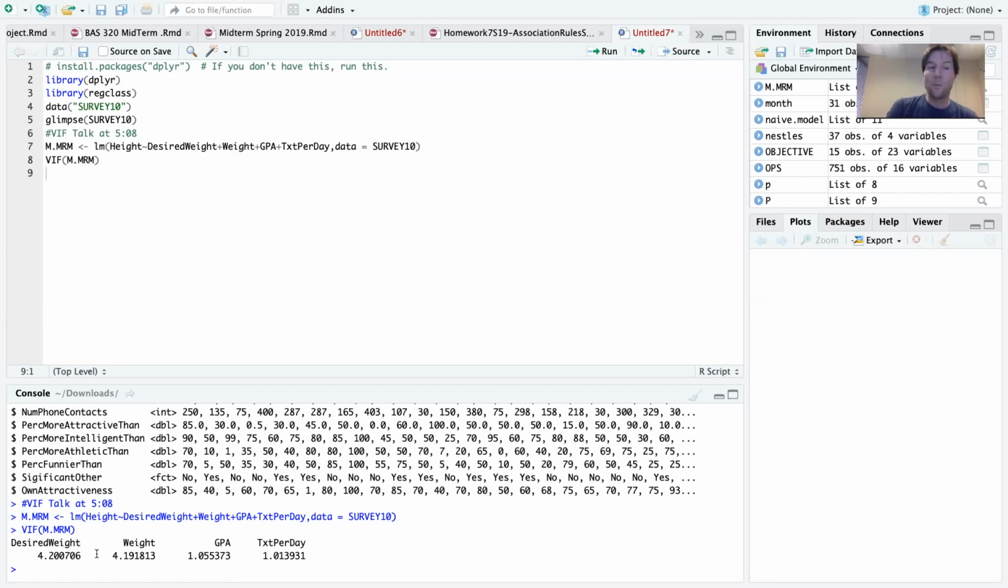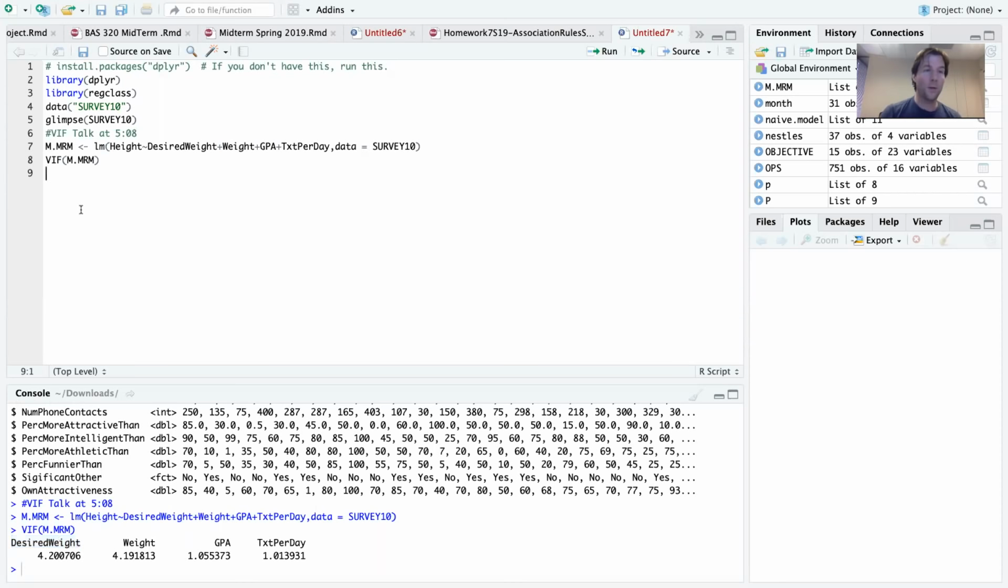So right here, we see that desired weight has a variance inflation of 4. Now, I want us to think for a moment about how much the standard deviation is inflated if the variance inflation is 4. You guys should know the answer now. Approximately 2. And how did you find 2 and why is it 2? Because remember, variance inflation is the square of the standard error. So you can square the standard error and get variance, or take the square root of the variance inflation to get about how much the standard error is inflated.